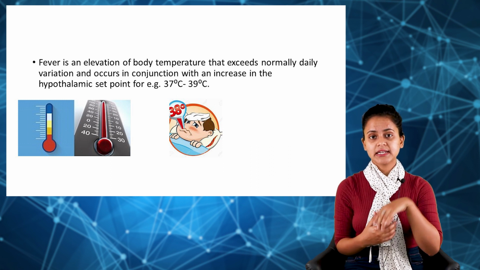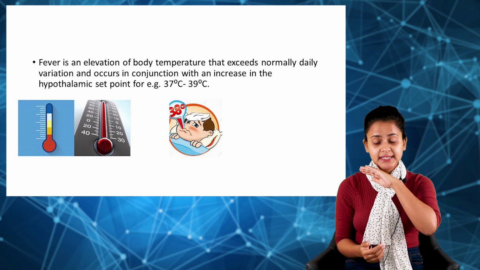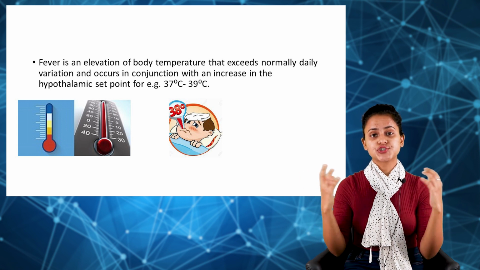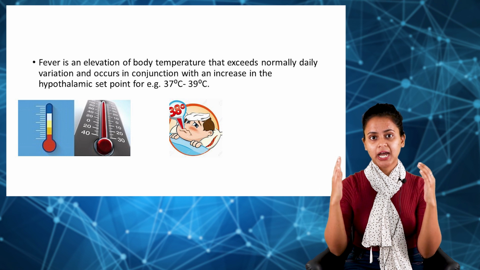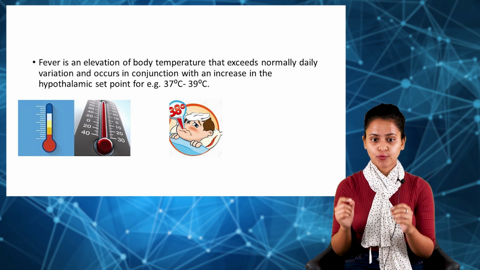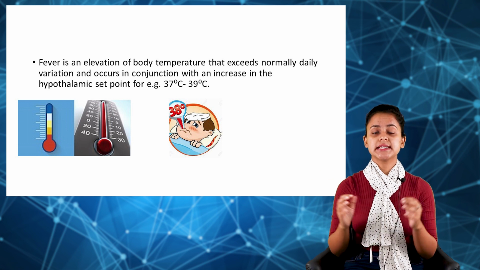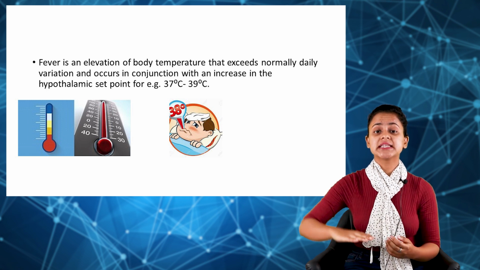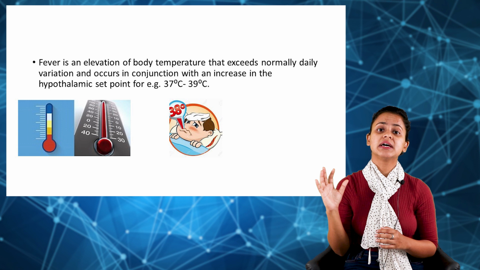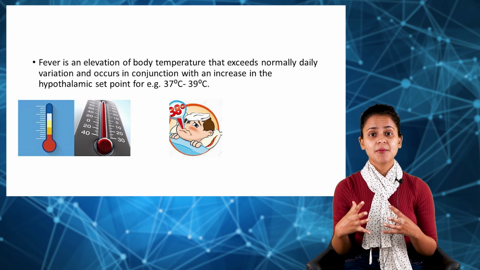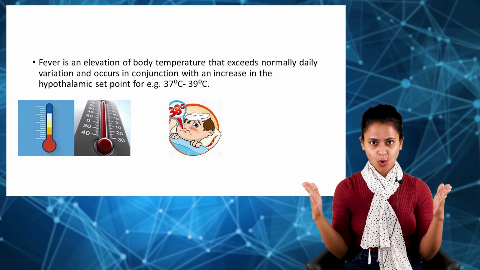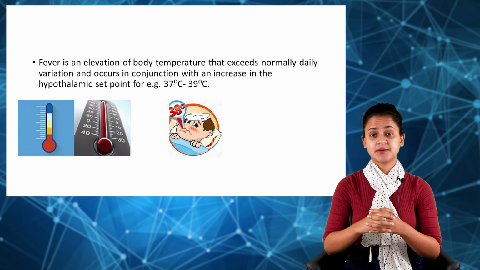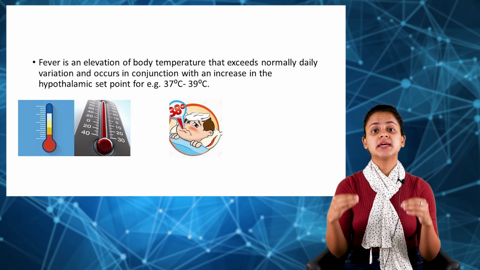So basically, fever is the elevation of the body temperature that normally exceeds the daily variation and occurs in conjunction with an increase in the hypothalamic set point from 37 degrees Celsius to 39 degrees Celsius. We are often going to see this condition where the bodily temperature is increasing and exceeding the normal level of regulation. A client may show some clinical manifestations associated with the fever. And this can also indicate that the person is having some underlying pathological disease process.